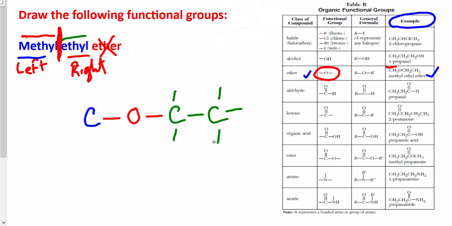Oxygen has two bonds, so that's it. Carbon can have four bonds, and we should draw four bonds for each carbon. Once you're done, please don't forget to add hydrogens. And that's about it. So we have our functional group of methyl, ethyl, ether, right?